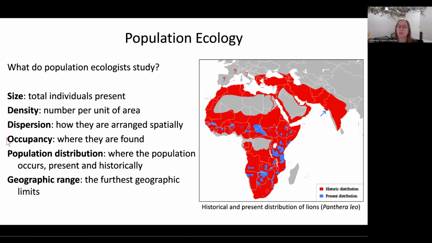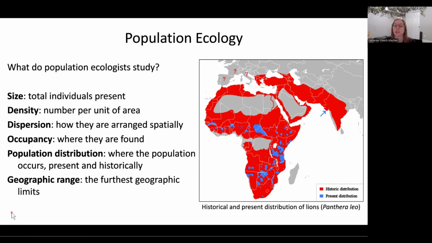Then we also have occupancy. In that last diagram, I showed you areas where we're not sure wolves are found, where we know they are no longer found, and where they are currently found. So that's also related to population distribution. That's what this diagram is showing you, historical use and present use. We want to track both because it tells us something about that population.